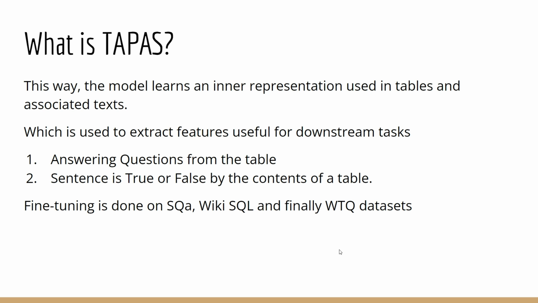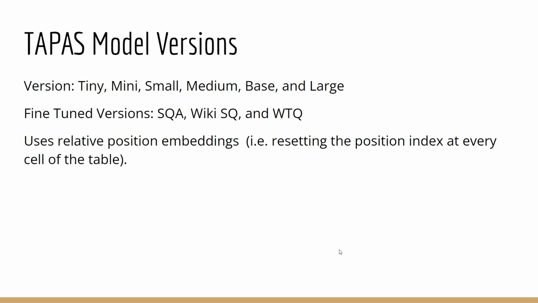The TAPAS model comes in a variety of sizes based on parameter size: tiny, mini, small, medium, base and large. Based on the fine-tuned version, we have SQA, WikiSQL and WTQ models. One thing to note is that the TAPAS model uses a relative position embedding, where the position index is reset at every cell of the table so as to allow the model to learn the relationships within that cell.